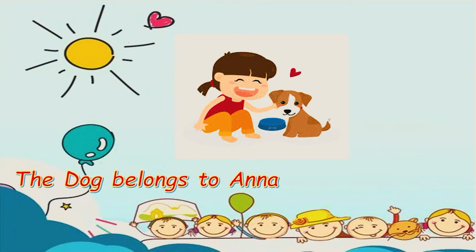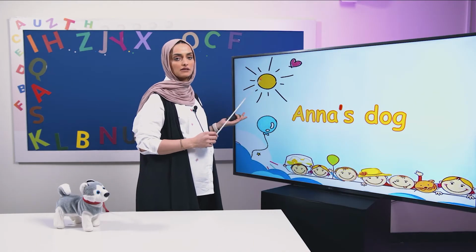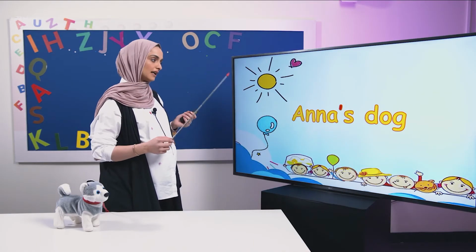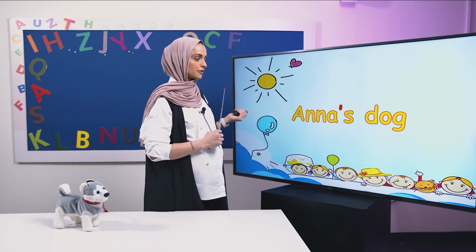The dog belongs to Anna. How can we say it? We can say it Anna's dog. Anna's dog has the same meaning as the dog belongs to Anna. But this is a shorter and better way.